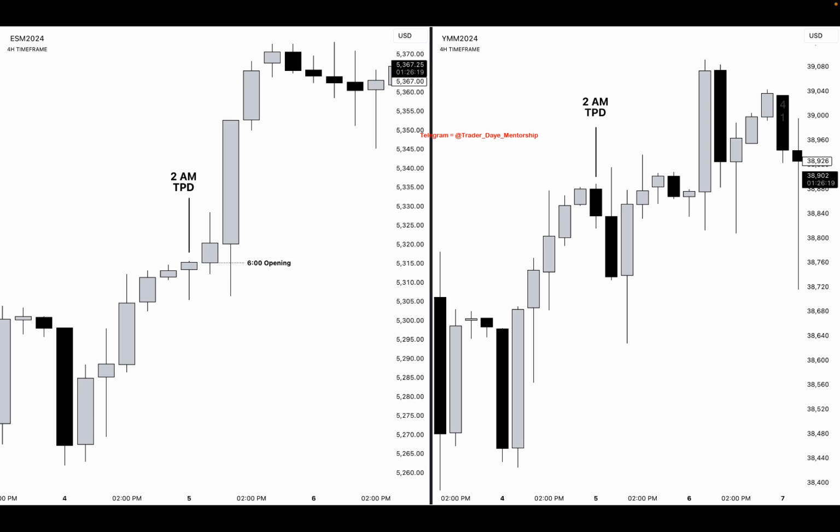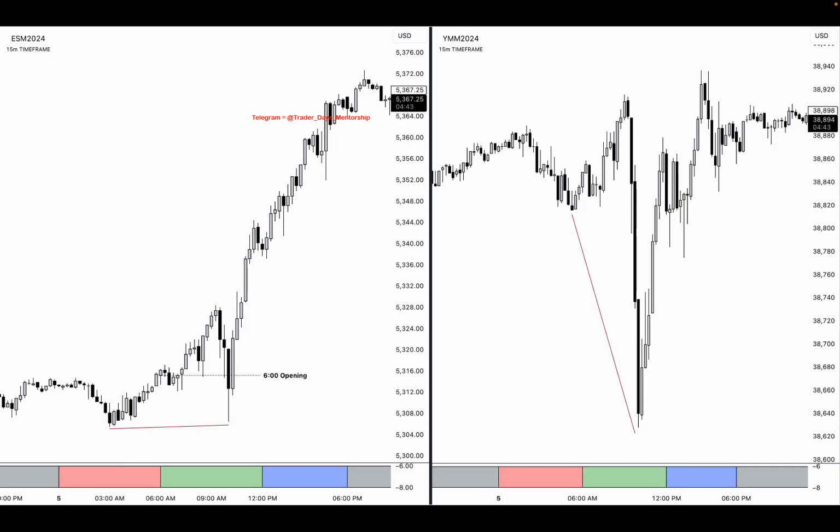TPD, and focusing on the bulk of the bodies, we can see that Dow is the one that tipped its hand saying, I'm going to make the deeper retracement, while the ES on the left was the one that kind of stayed stagnant. So looking at a closer time frame, we can see that the Dow made the lower low, creating the daily cycle SSMT while the S&P on the left made the failure swing below the 6 o'clock opening.